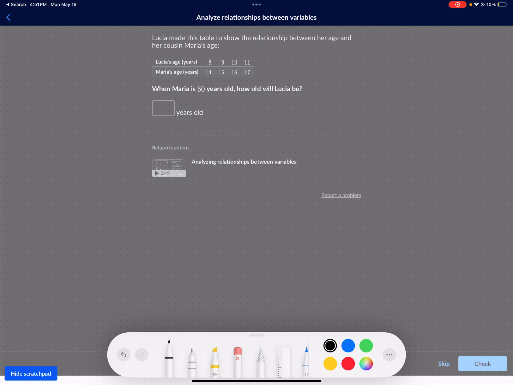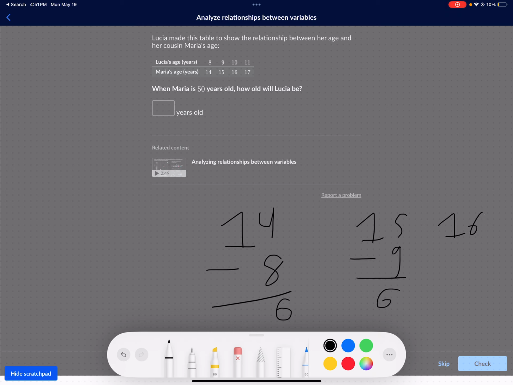So let's see what we have here. Could we do subtraction? 14 minus 8 is equal to 6. 15 minus 9 is equal to 6 as well. 16 minus 10 is equal to 6. Hey, what do you know? It looks like we're getting 6 for all of our answers.